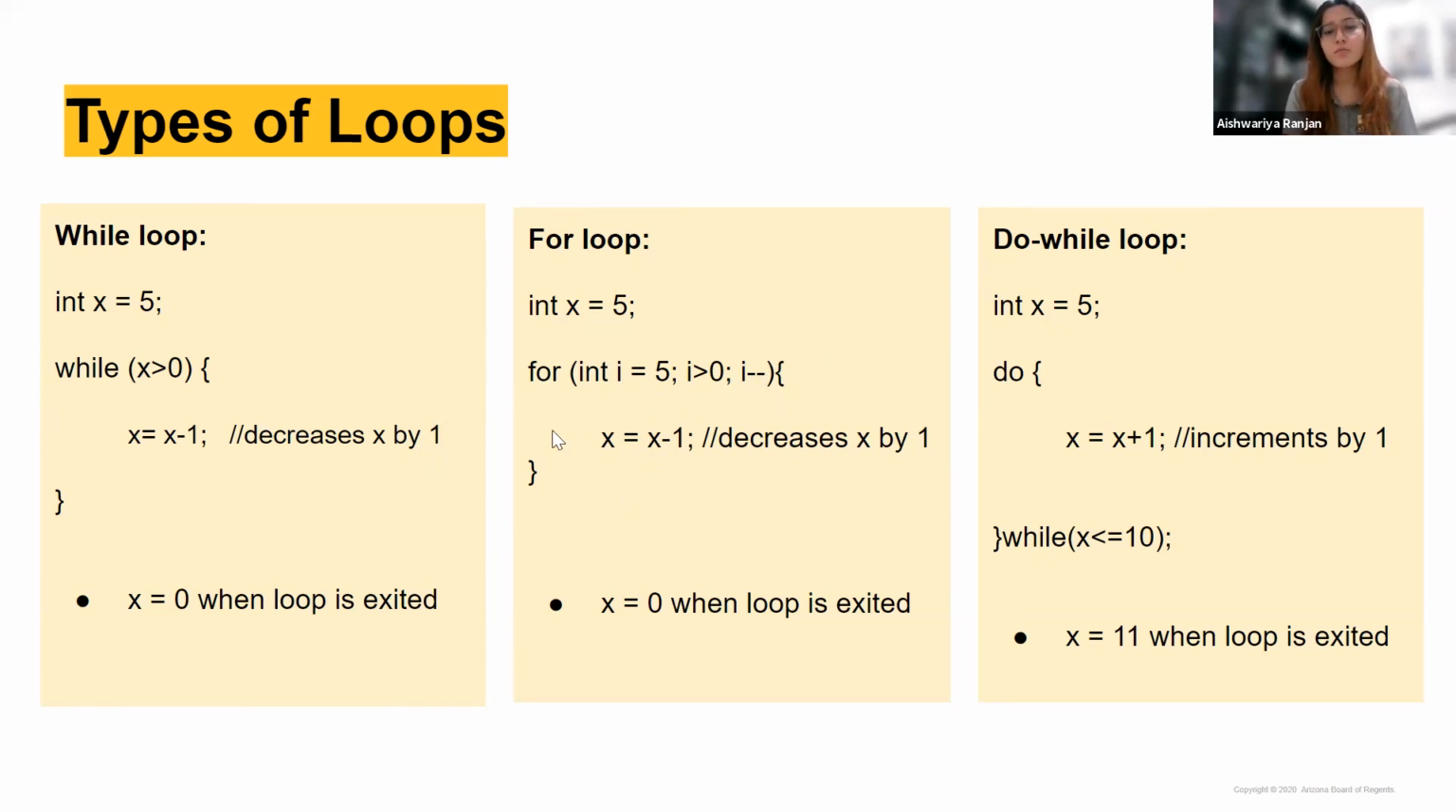Decreased by 1 because we've completed one iteration. So now I is 4. I is still greater than 0, so we're going to go into this loop again. We're going to execute this and we're going to check it again.